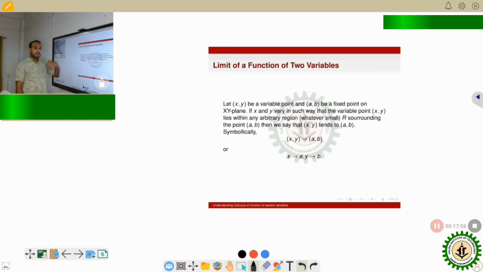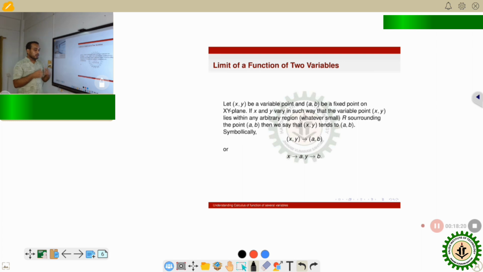So in mathematical notation, how do we write the limit of a function of 2 variables? For functions of 2 variables the input variable is (x, y), but the fixed point is (a, b). So you approach the input variable (x, y) to (a, b) to get the limit of the function at the fixed point (a, b). That is basically the notion of a fixed point.